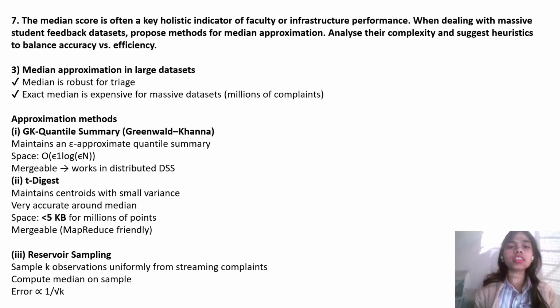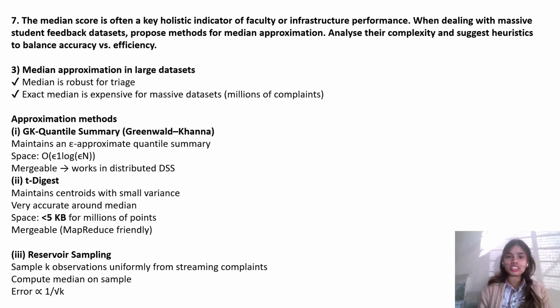Question number 7. The median score is often a key holistic indicator of faculty or infrastructure performance when dealing with massive student feedback datasets. Propose a method for median approximation, analyze its complexity, and suggest how to balance accuracy versus efficiency. Median approximation in large datasets. Median is robust for triage. Exact median is expensive for massive databases.